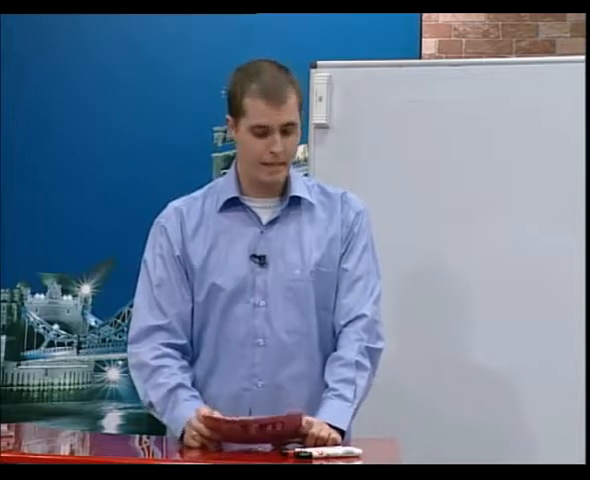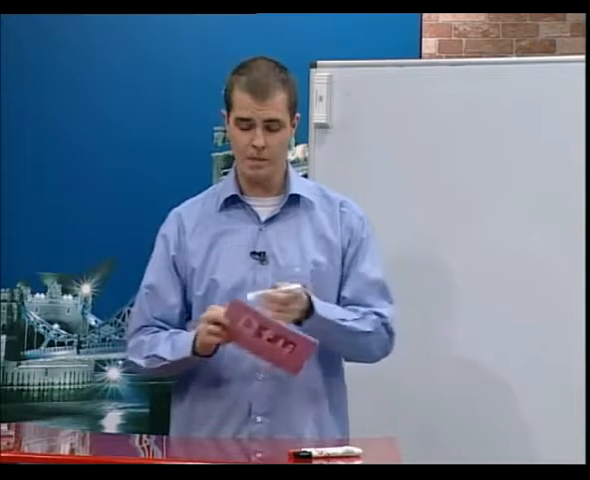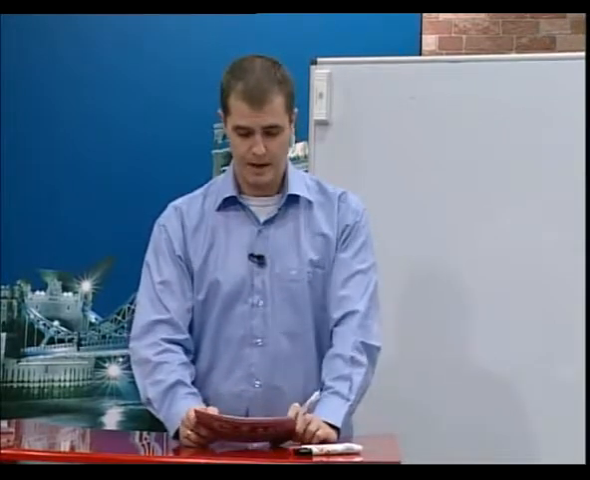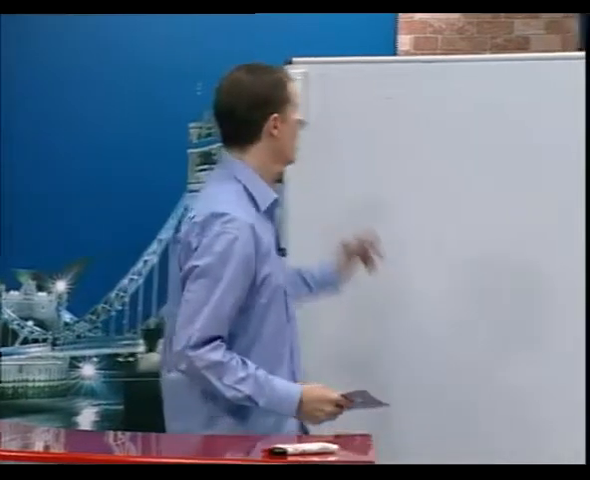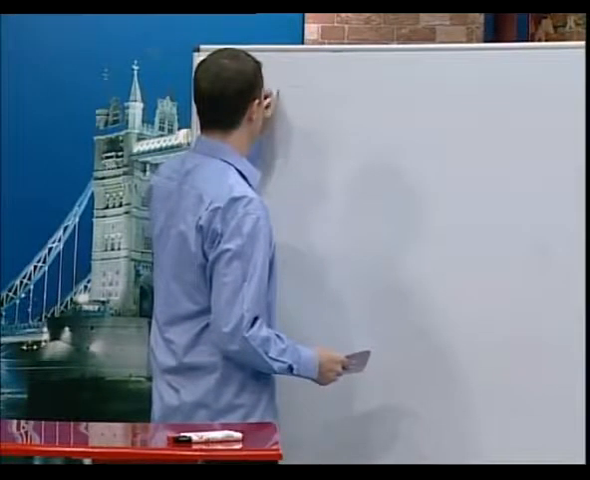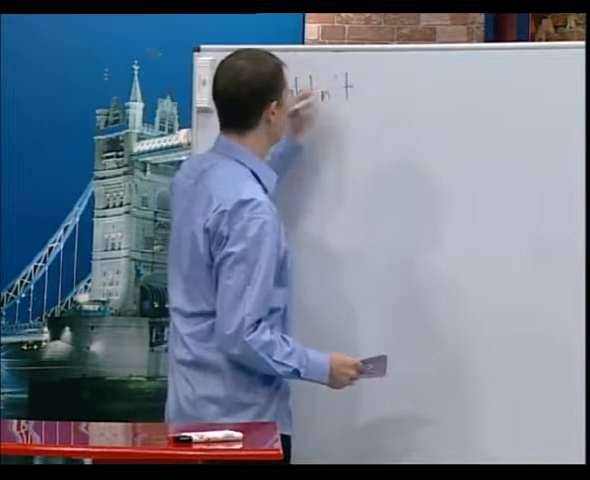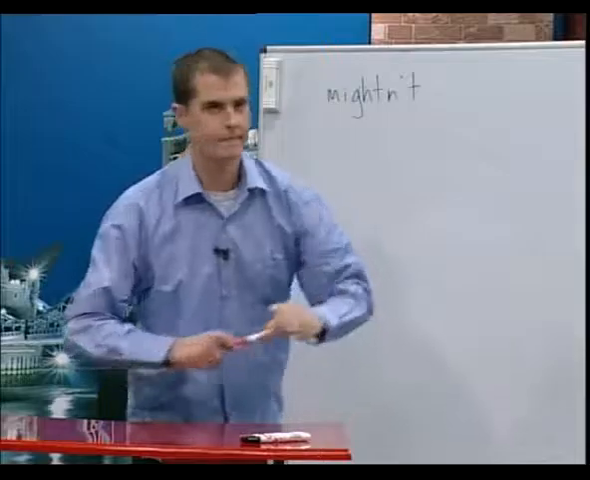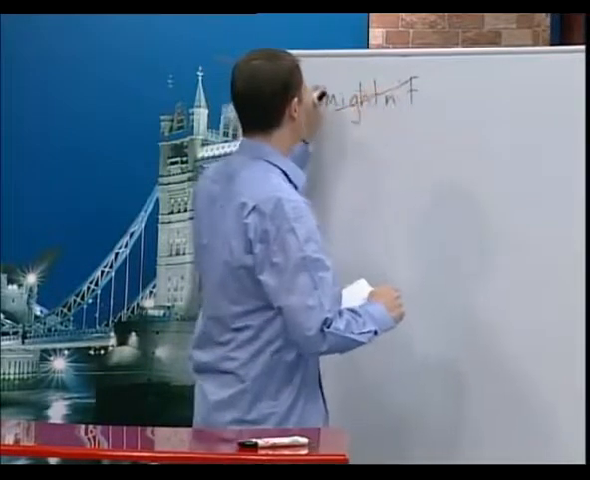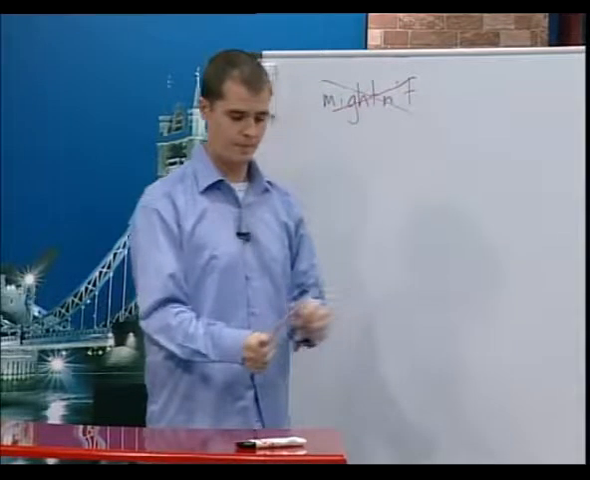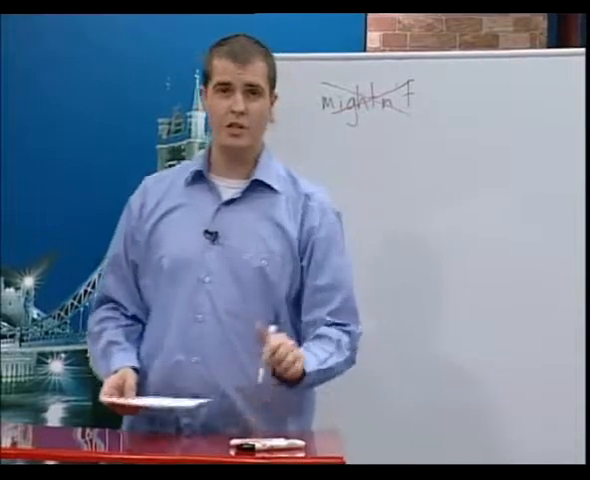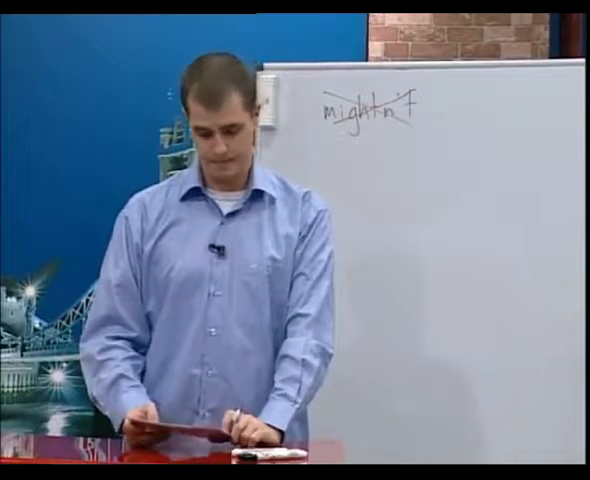Okay, so might has many meanings. Might expresses a possibility in the future or a possibility in the present. The negative form of might is might not. So like may, there is no mightn't. Mightn't does not exist, only might not. You can begin questions with might, but it's not common.